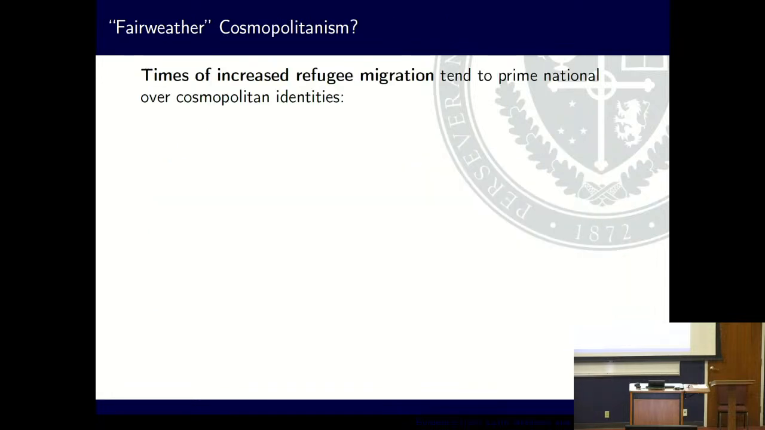Now, it's a similar story here with migration. Because when you get a refugee crisis and when you get this large influx of refugees coming into a country, it will, I would say unfortunately, tend to prime national identities over cosmopolitan identities for a variety of different reasons. The first is that many voters, whether it's real or whether it's just perceived, will at least perceive conflict over scarce resources with this migration coming in.